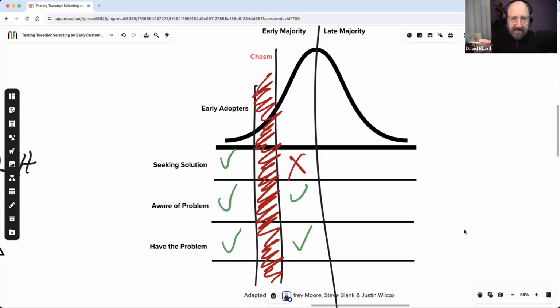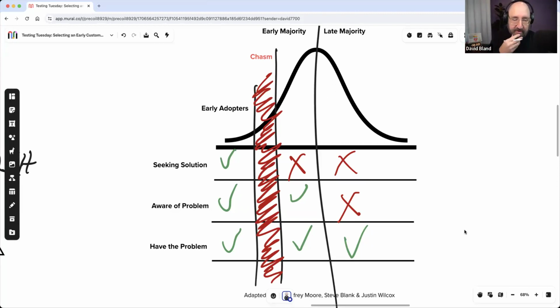So you have to start unpacking, okay, if I go to the early majority, why aren't they seeking? And you have to start figuring that out from a customer point of view. And when you get to the late majority, what tends to happen is that they have the problem, but they aren't aware and they're not seeking. And that also changes your strategy in your testing, because now you're trying to go mass market. You found something that worked really well, and now you're trying to test with others and go beyond your early adopters to get to more people, but you're realizing they're a bit different.